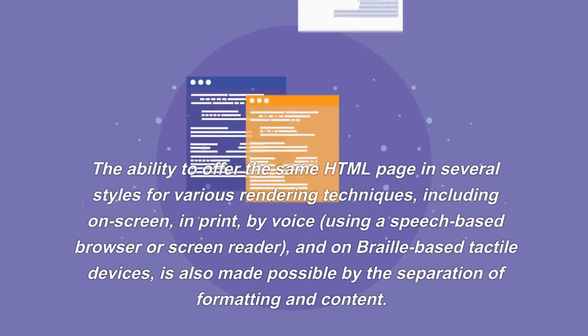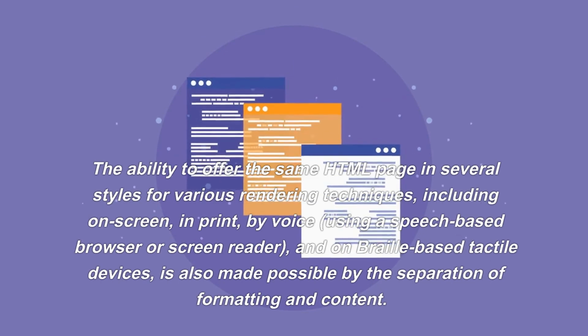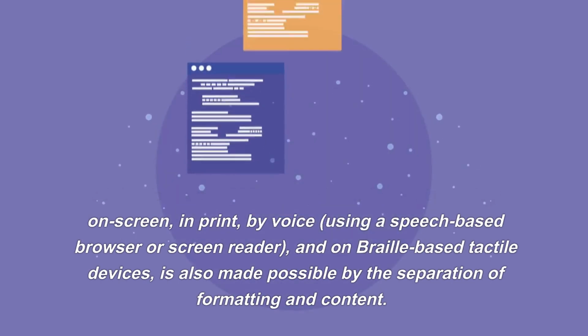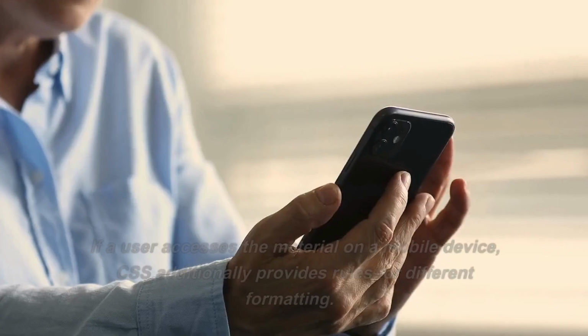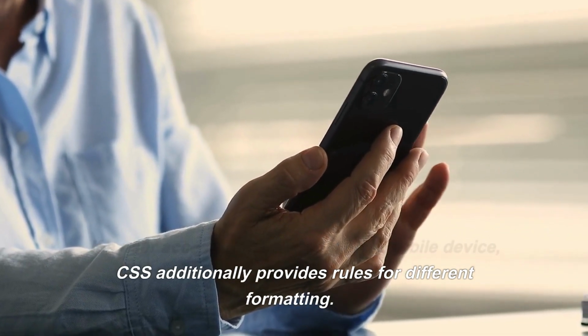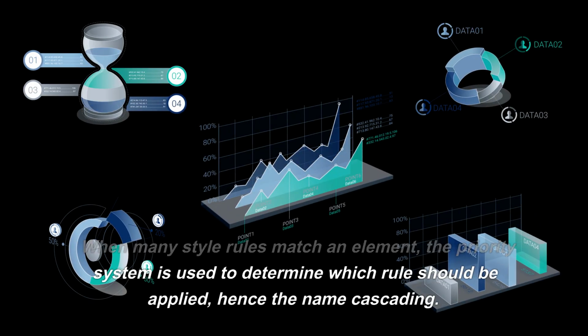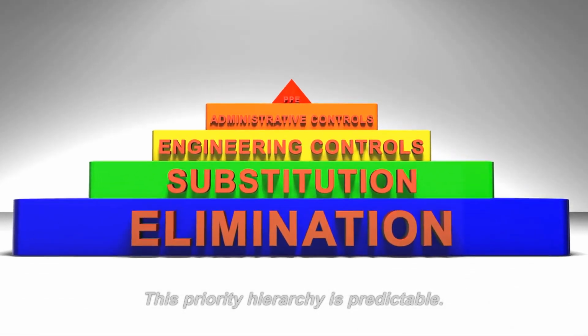The ability to offer the same HTML page in several styles for various rendering techniques, including on-screen, in print, by voice, using a speech-based browser or screen reader, and on braille-based tactile devices, is also made possible by the separation of formatting and content. If a user accesses the material on a mobile device, CSS additionally provides rules for different formatting. When many style rules match an element, the priority system is used to determine which rule should be applied, hence the name cascading. This priority hierarchy is predictable.